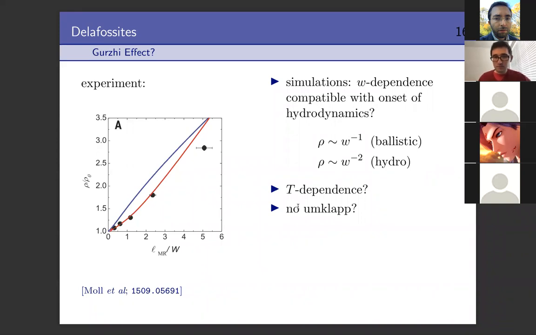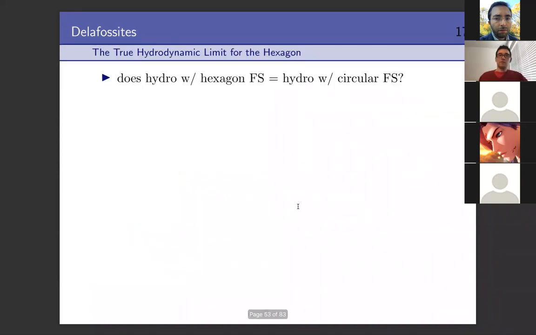Anyway, the model that they used to compare this data with was a model of hydrodynamics with a circular Fermi surface, or to be more precise, a model of the ballistic to hydrodynamic crossover using a circular Fermi surface. However, this material has a hexagonal Fermi surface, so you could ask, is that really appropriate, or do you see a very different kind of hydrodynamics and a different crossover from ballistic physics in a hydrodynamic regime?